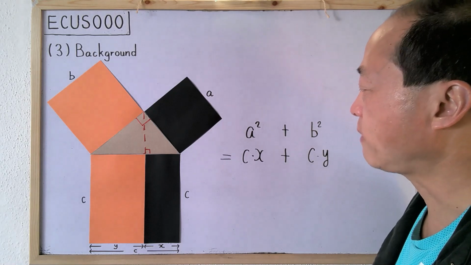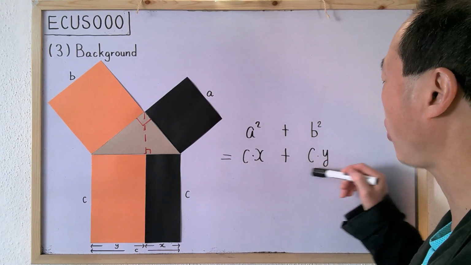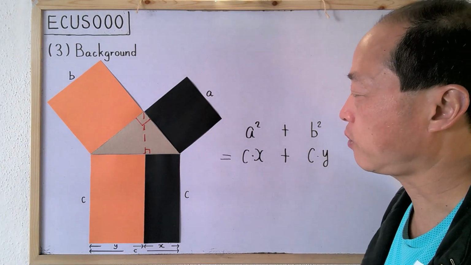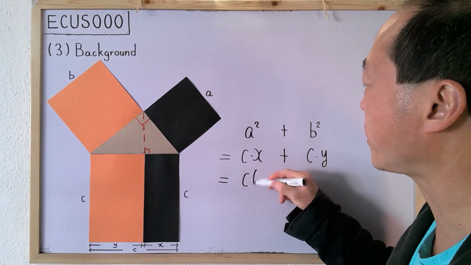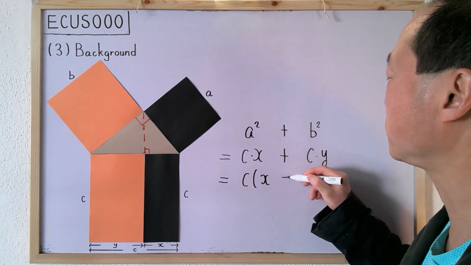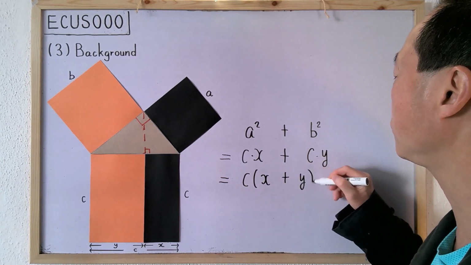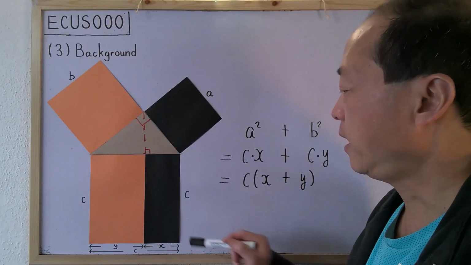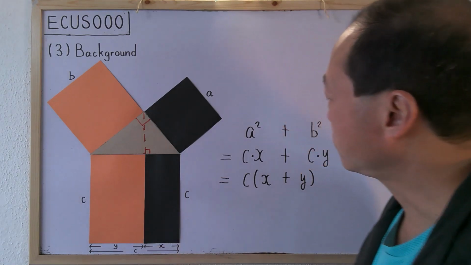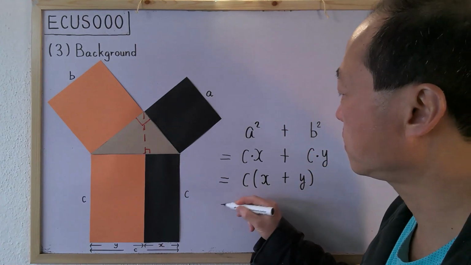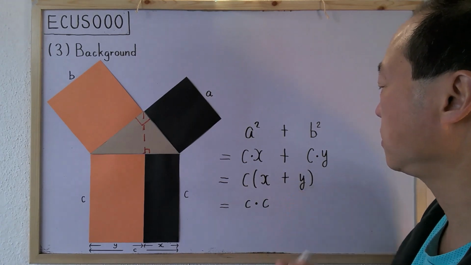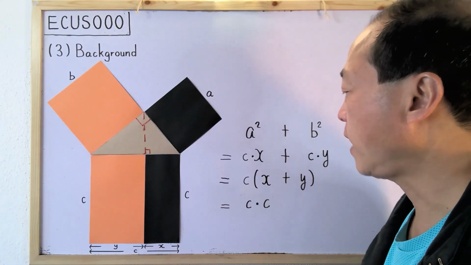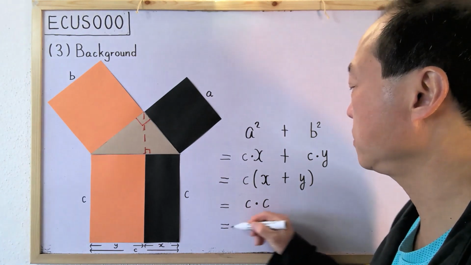As c is the common factor of these two terms, we can do factorization, and the third line becomes c times open bracket x plus y close bracket. x plus y is c, so the fourth line becomes c times c. Finally, the fifth line becomes c squared.